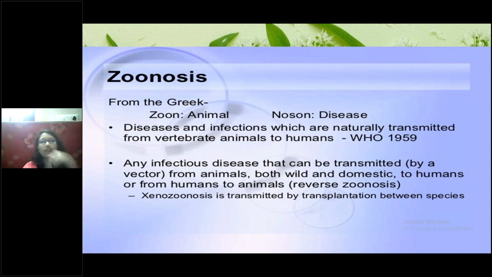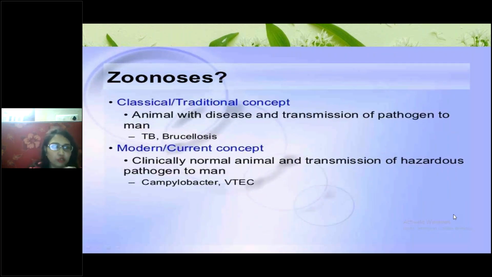So any infectious disease that can be transmitted, it may be a vector which is responsible, but it has to be from animals, both wild and domestic animals to humans, or from humans to animals. That is a reverse zoonosis, in which humans transmit it to animals. So xenozoonosis is transmitted by transplantation between species. This is just a term you should know. So these are the different terms in connection with zoonotic diseases.